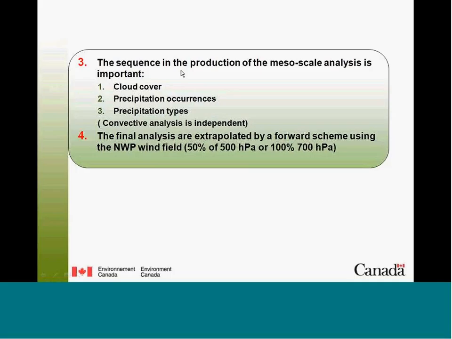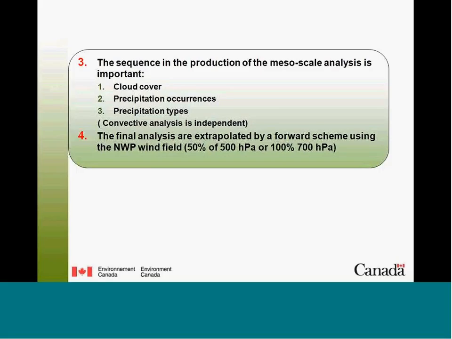There's a sequence to respect: cloud cover is done first, then precipitation occurrence and type are done in this order. The convective analysis is independent of this sequence. The final analysis will be extrapolated by a forward scheme using the NWP field, either 50% of the 500 millibar or 100% of the 700 millibar wind field.